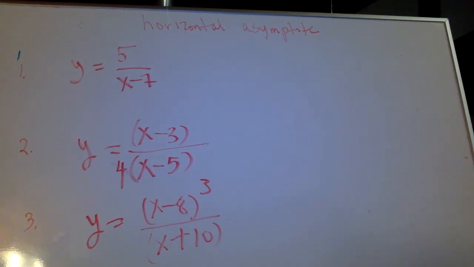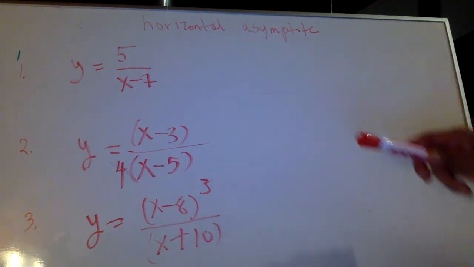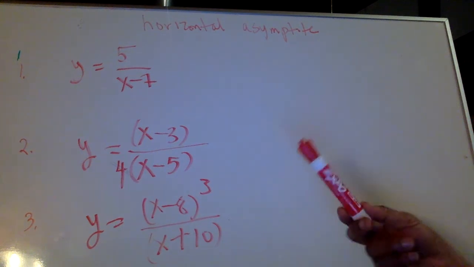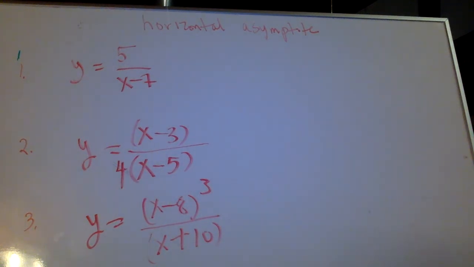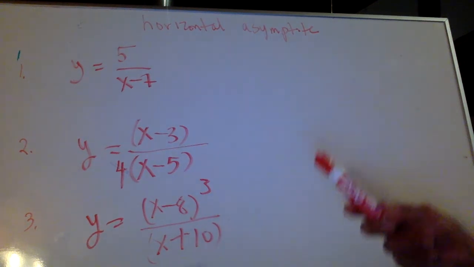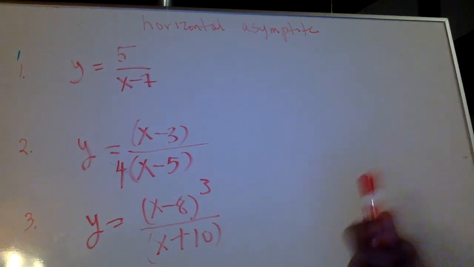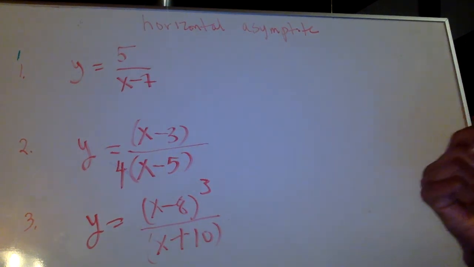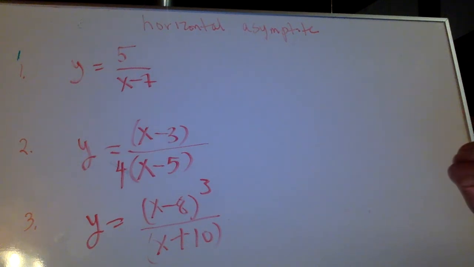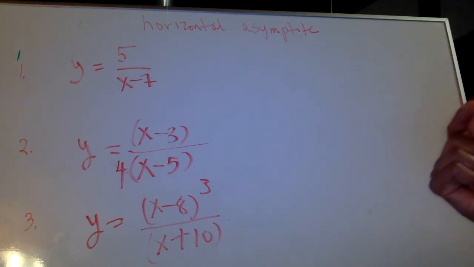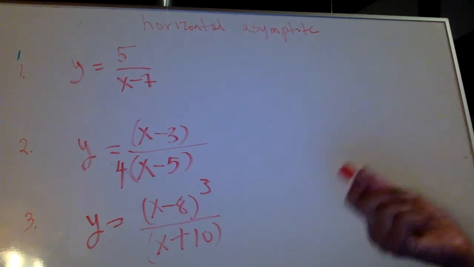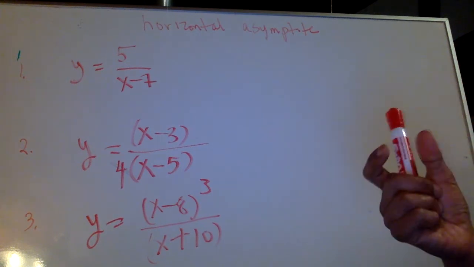Okay, horizontal asymptotes really are a matter of the degree of the polynomials that are being divided. For example, if I think about the first problem, y equals 5 over x minus 7. As x gets towards 10 million, you get 5 over a very, very large number, which becomes a very small number close to 0. Well, what about when x is negative 10 million? You get 5 over a very, very large negative number, again going towards 0.